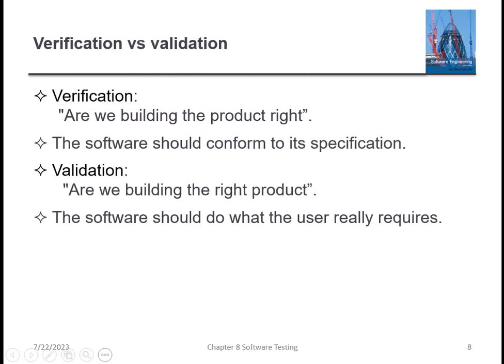Now there are two terms that we often hear: one is verification and the other is validation. What is the difference? Verification means, are we building the product right, in the right way? This means the software should conform to its specification. We can say verification is a static process of checking documents, design, etc. While validation means, are we building the right product? This means the software should do what the user really requires, and it is validated using dynamic tests.